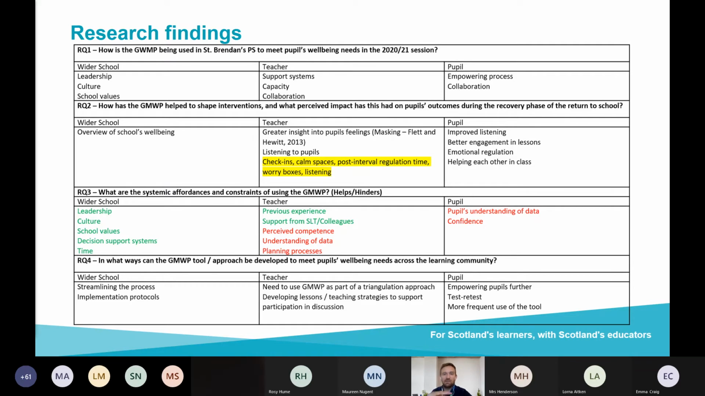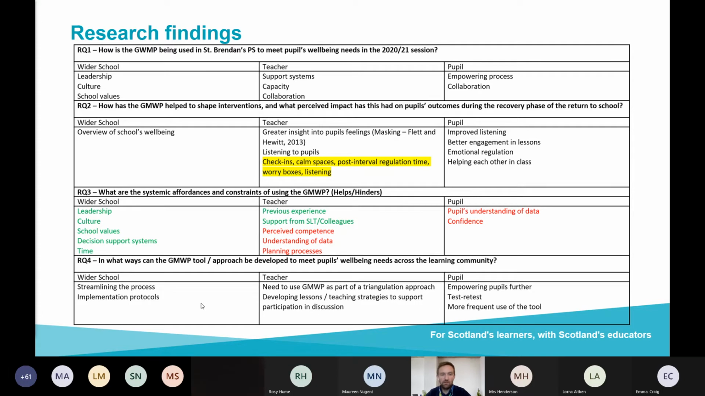Now, I know that Maureen shared data that showed decreases in well-being overall, but from the perspective of the pupils and teachers, they were seeing something that, in the early part, was really positive. In terms of the systemic affordances and constraints of the GMWP, what helped and hindered the process?